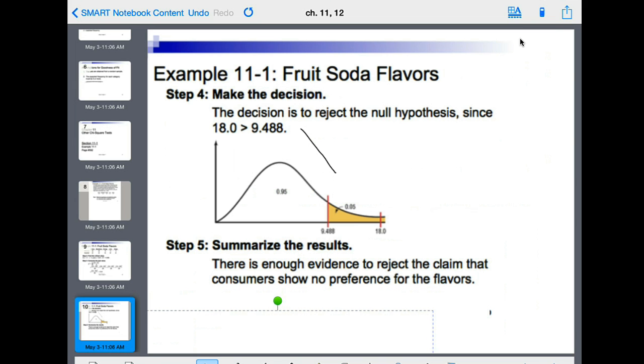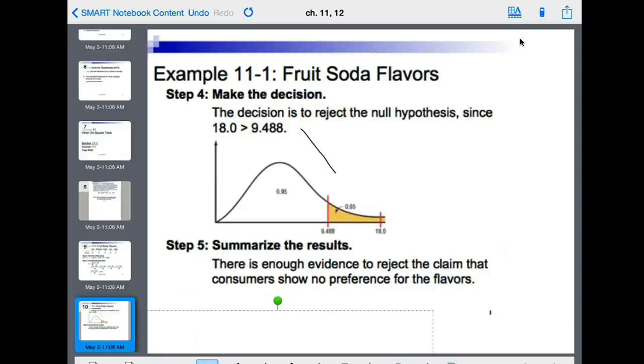There we go. This decision is to reject the null hypothesis since 18 is greater than 9.488. Since 18 is way over here, there is enough evidence to reject the claim that consumers show no preference. In other words, there is a favorite flavor that they like to work with as they go through.